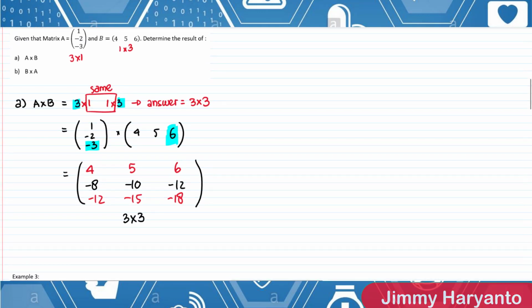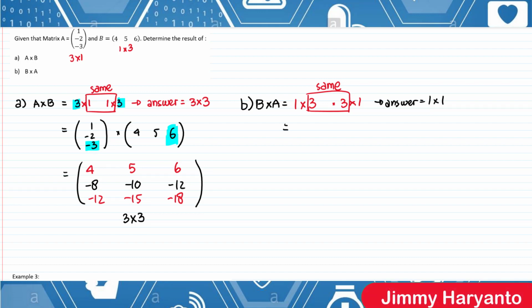Yeah, so this is A. How about B? Can we do B? B times A. B times A means 1 times 3, and then you have to multiply with A, 3 times 1. Take a look at the middle number. The middle number is the same, yeah. If it is the same, we can do the multiplication, and our answer will be a 1 times 1 matrix, from this and this.